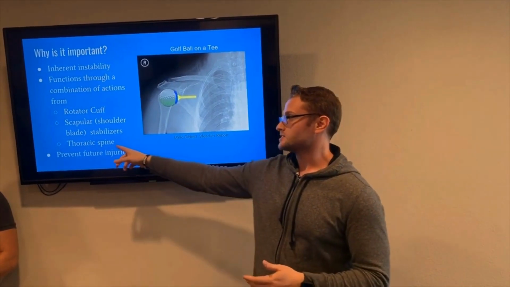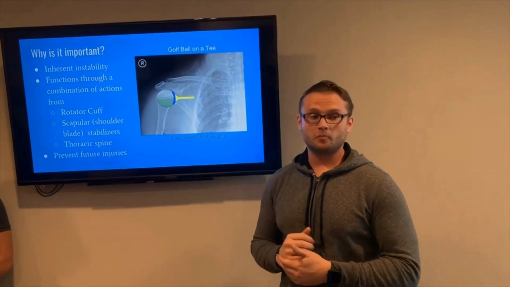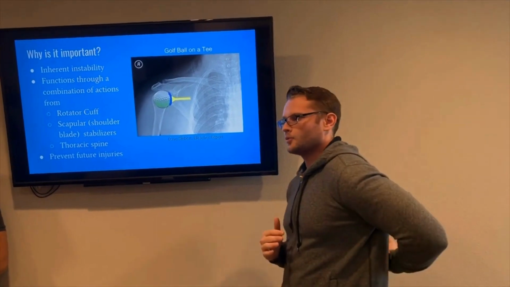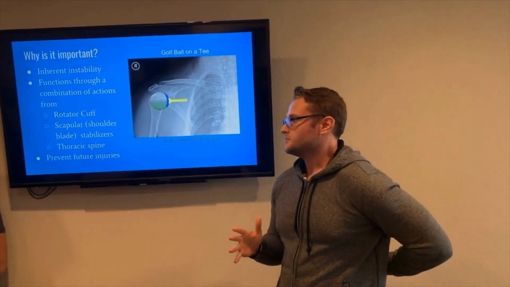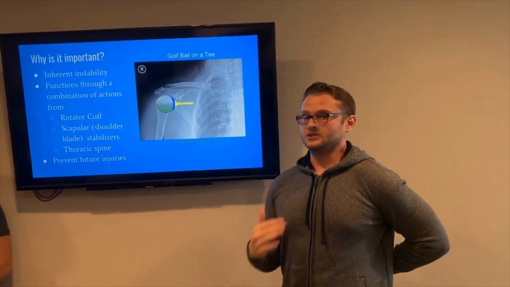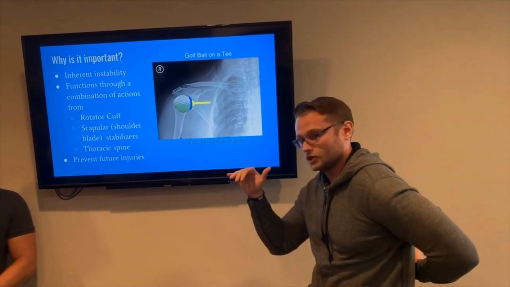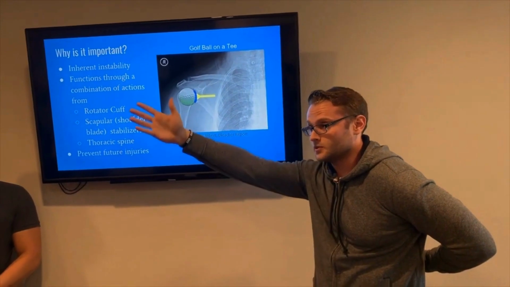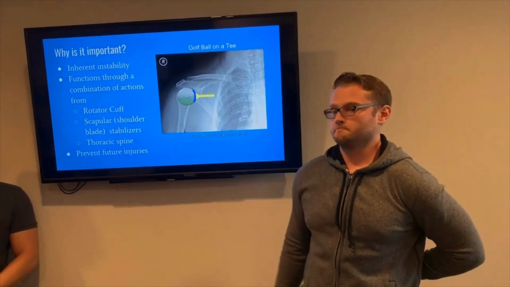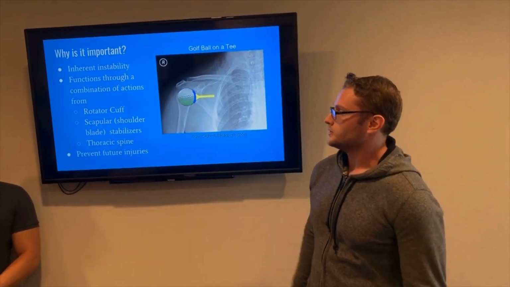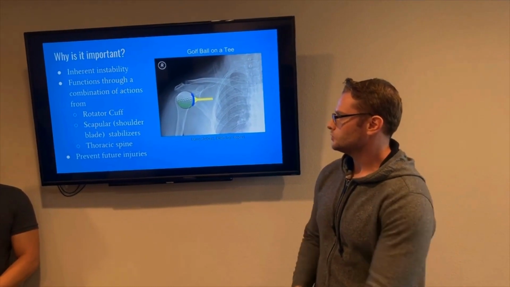And then you have the thoracic spine, which is another integral part, and that's the kind of upper back, mid-back, because without that being in a good position, you can't reach as high. So imagine if you're slouched and your upper back is curved down, then you won't be able to reach as high as if you were standing straight. So those are the three big components of why it's important to look at the shoulder.